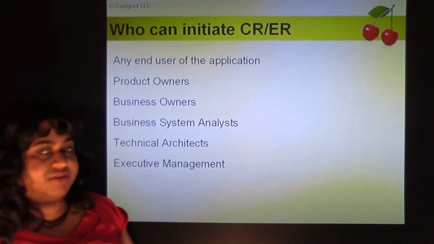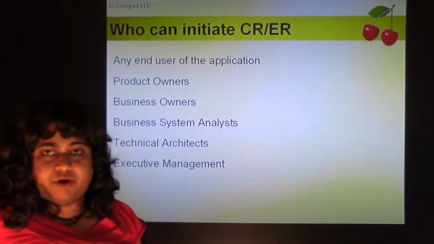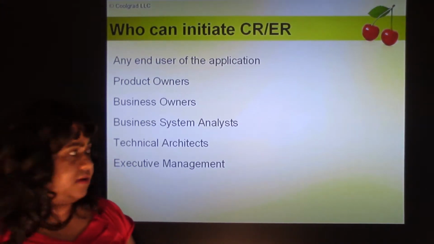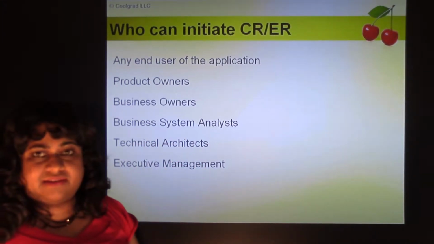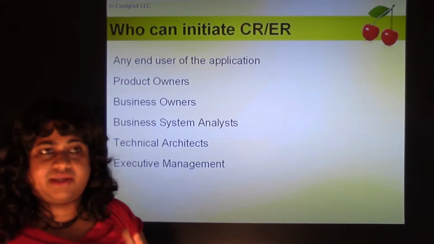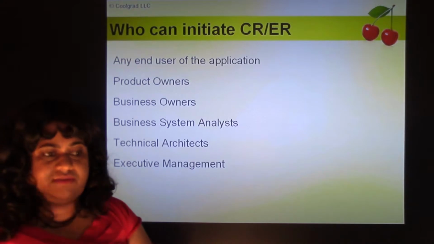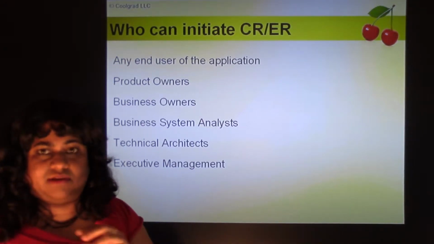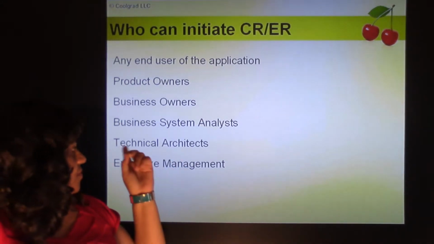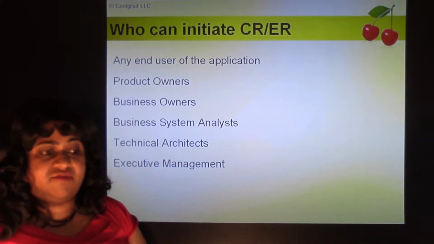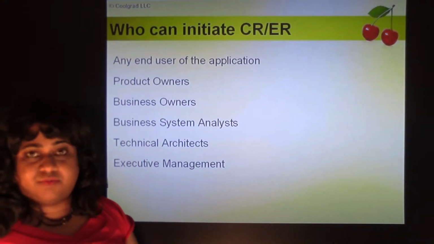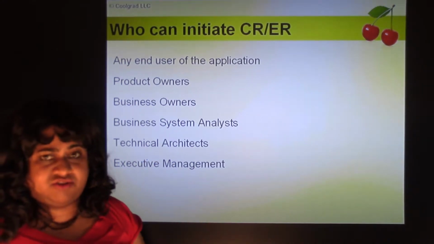And then business owners. Come on, he's like the boss of all the product owners. And if he wants to initiate something, of course he can initiate it. And business systems analysts, they realize from a system or functional or business perspective, there is something that needs to be changed, which affects the overall functionality, or there's an enhancement that needs to be done. They can always initiate a CR or ER. Technical architects, there's something missing from the technical side, so they can initiate a change request. Executive management, the sponsors, the management, they can also initiate CRs and ERs.